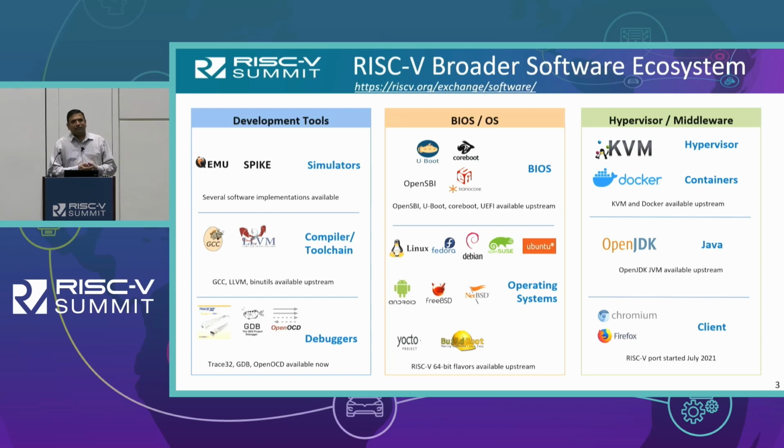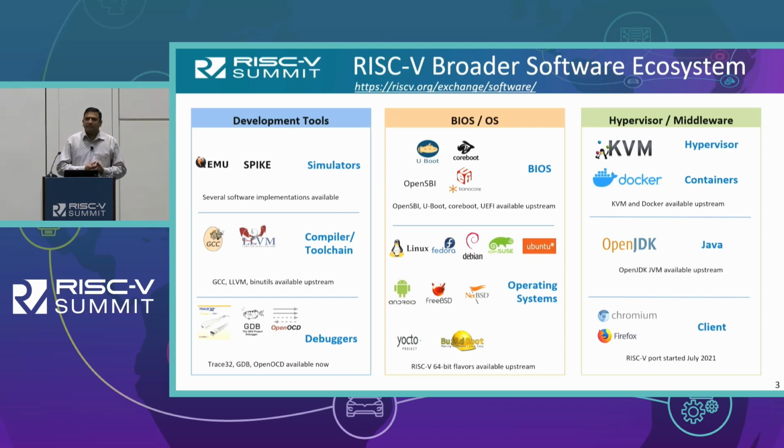Moving to the middle tier, which is BIOS and OS. Let's start with BIOS first. There's OpenSBI, which, for people who come from the ARM world, is sort of equivalent to ARM Trusted Firmware, right? This is the firmware that runs initially when the system comes out of power on, and then starts the rest of the BIOS. In terms of the BIOS itself, we have U-Boot, Coreboot, and UEFI, which is TianoCore. All of these are available in various forms in open source, and largely complete in terms of functionality as well.